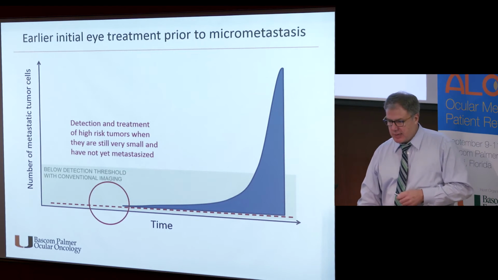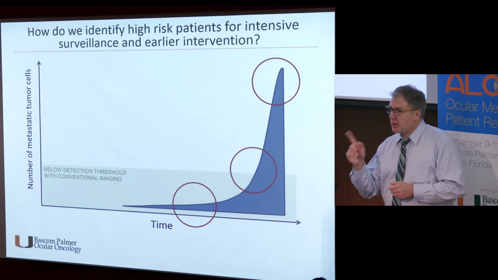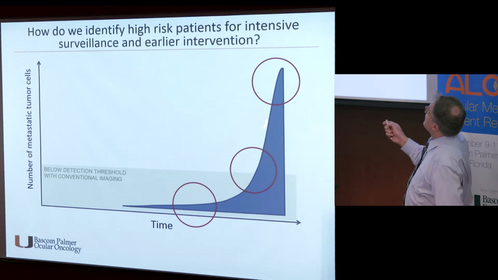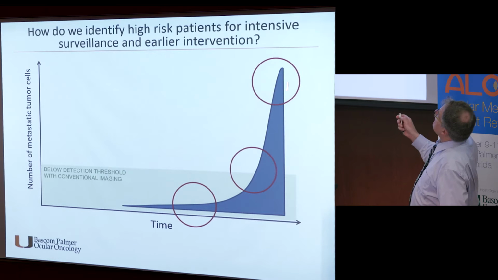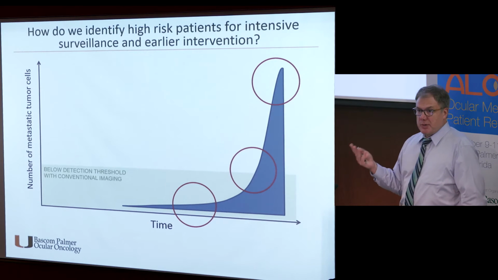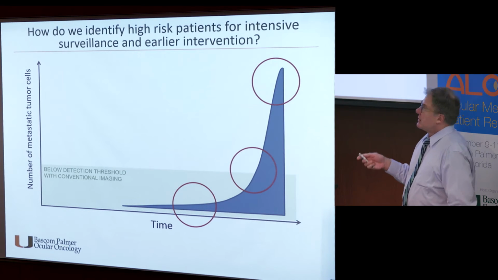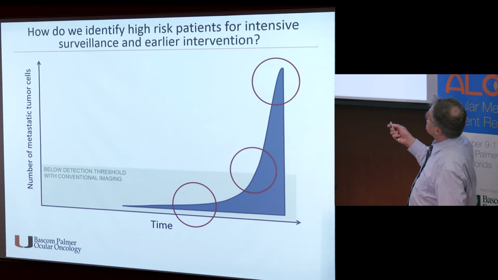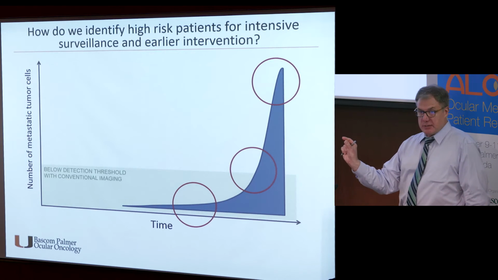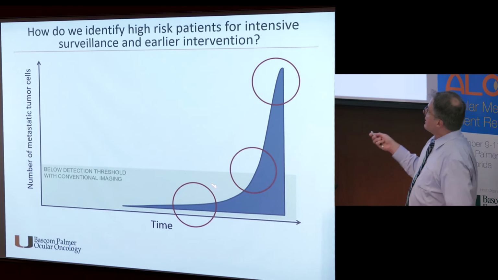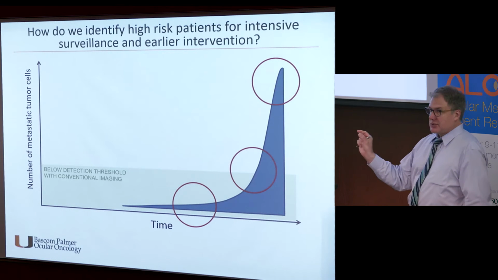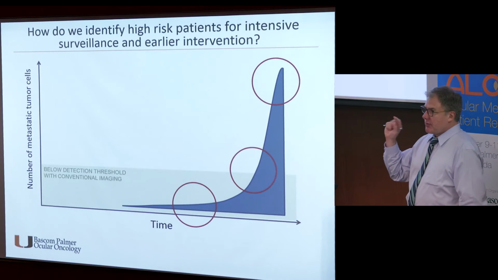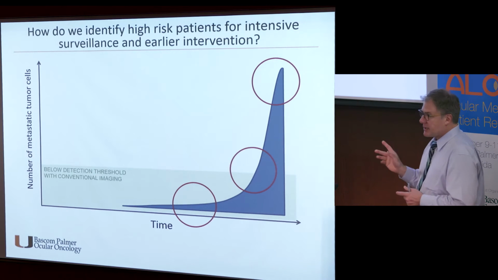So let's think about how we could approach these. First of all, to answer the question that was just asked, how do we go from this very primitive COMS-style surveillance to a more sophisticated surveillance for a targeted subset of patients, and maybe even put a subset of patients on an adjuvant therapy? Okay. Before I answer that, think about this.